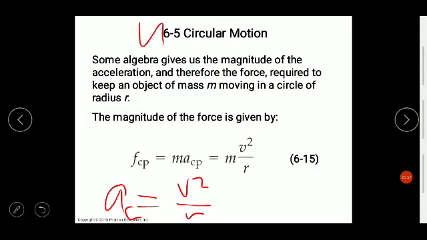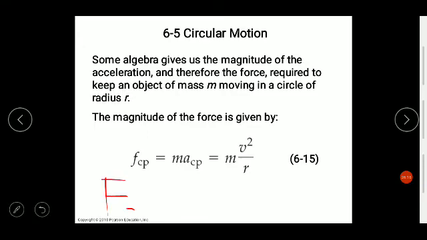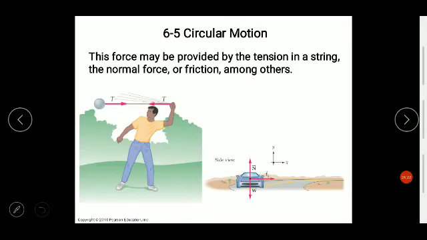So substitute that, and you come up with the equation, which is basically this one. Or we may write the equation for the centripetal force as Fc equal to mv squared over r. So you have there the force involved in circular motion.